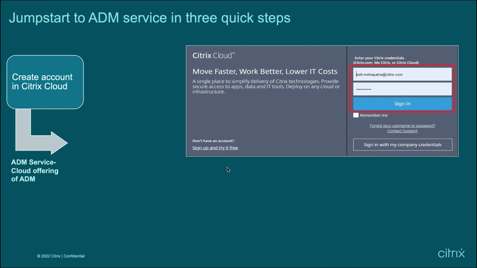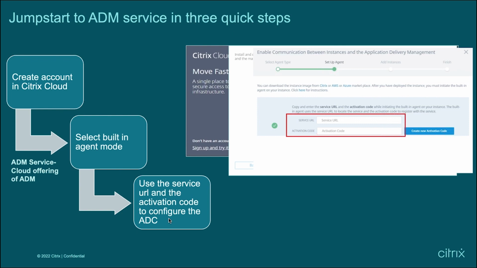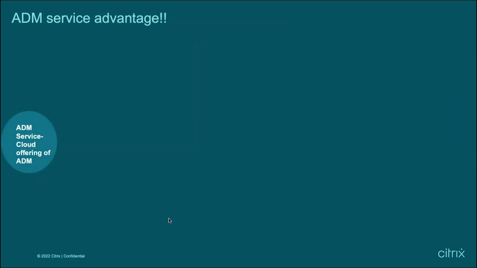So how can you quickly jumpstart with the ADM service in 3 quick steps? First, you need to create a Citrix Cloud account. Once you have the Citrix Cloud account, all you have to do is select the ADM Service Cloud offering. Now, you don't require any dedicated agent, since all the ADCs have an inbuilt agent mode, you just select those. As soon as you select that, you copy the service URL and activation code, take it to your ADC, copy it there, and all the ADCs are discovered over the ADM for management and monitoring.